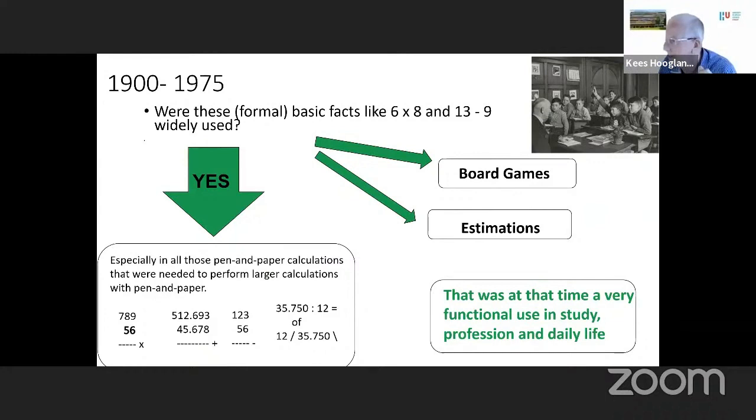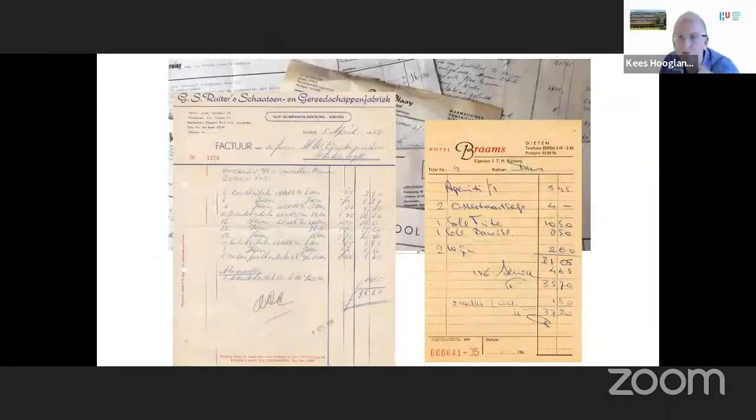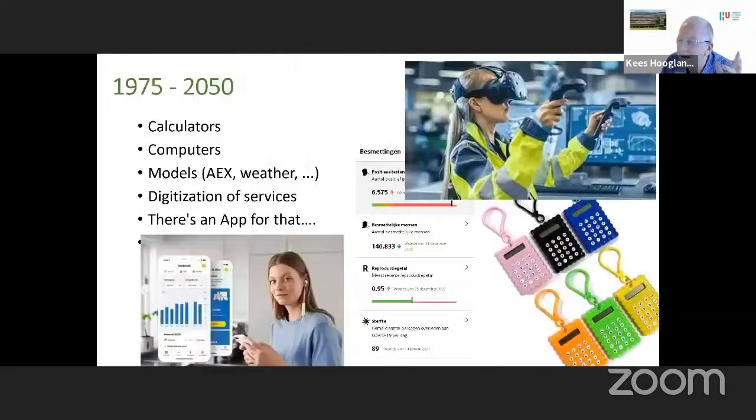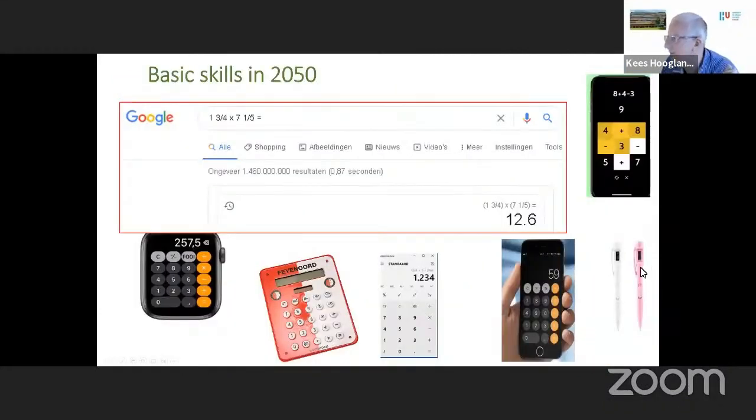But the interesting thing is, at that time it was a very functional use. And you saw it, of course, in this kind of things that you immediately see are already a bit old. That changed, I think, almost 50 years ago. We have calculators, we have computers, we have models, we have apps, we have the mathematization of society. So the world has seriously changed. We have calculators in pens, in all kinds of things. Calculators are everywhere.